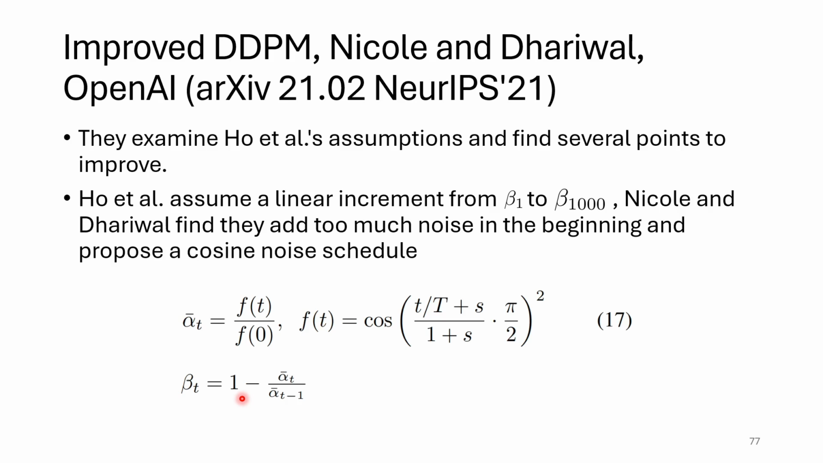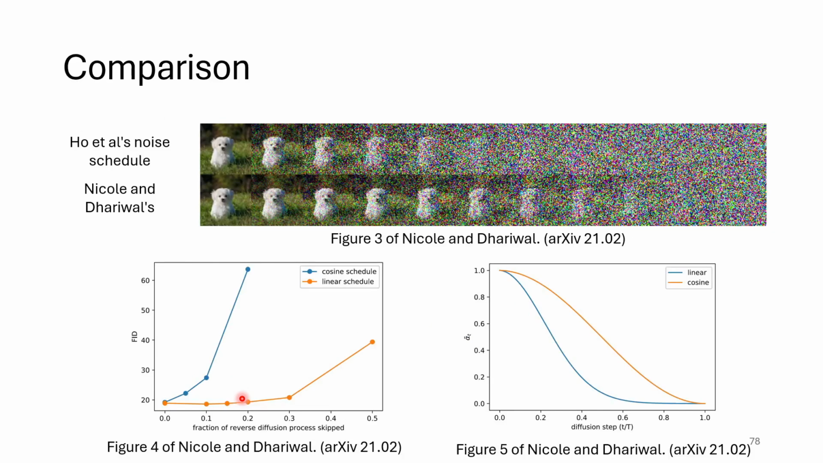They question, is this adequate? They found no, it is not. Why? Because in the beginning, if they use the noise schedule, they add too much noise. So this is the DDPM. The result of DDPM is like this one.